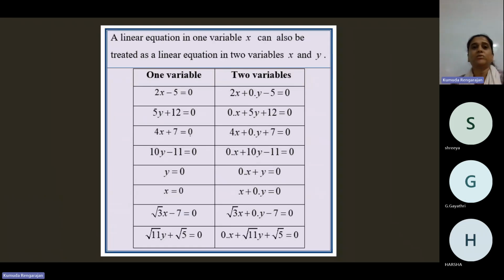So see how it's treated. Now, which is the variable absent? Y. So show the absence of y as 0y. It's not 0.y. Instead of the multiplication sign, you can just put a point like this. 0 into y. That's not a decimal point. That is the way of writing 0 into y, which is 0y.